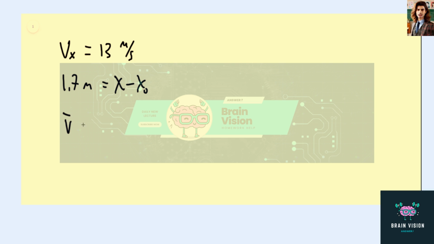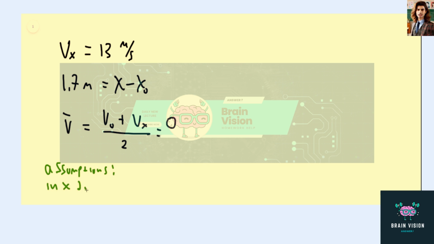Our average velocity is just the initial velocity plus the final velocity, divided by 2. We're assuming it starts at 0. These are my assumptions: that it all happens in the x direction, and that the initial velocity in the x direction is 0. I'm keeping track so far.